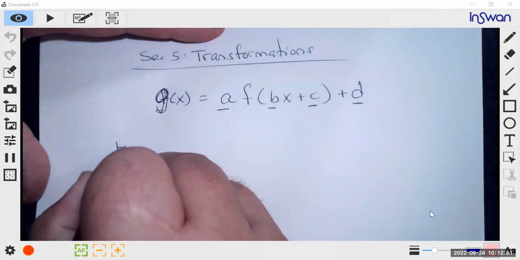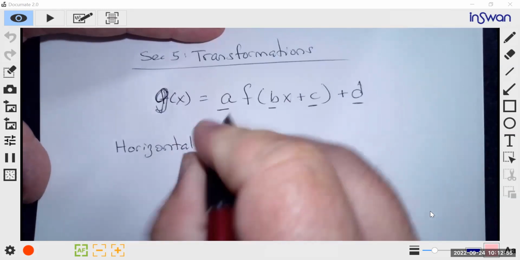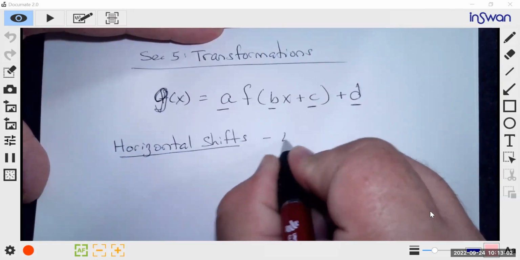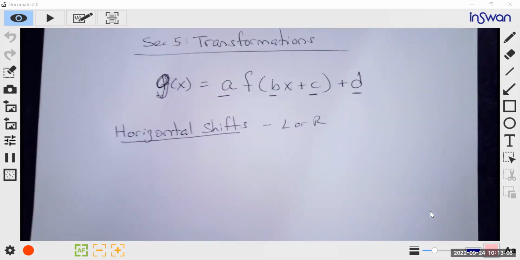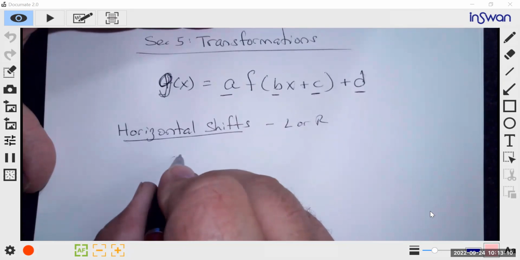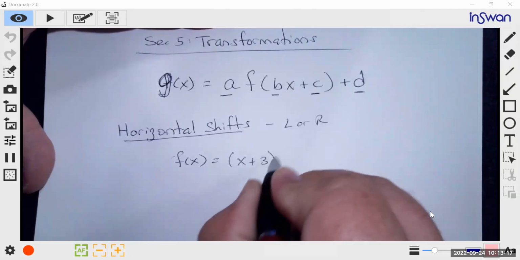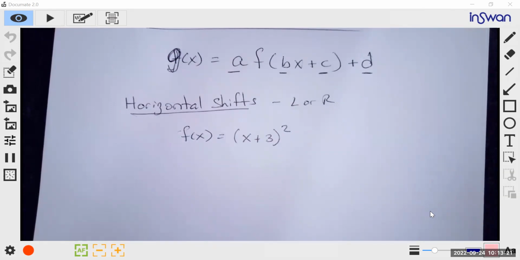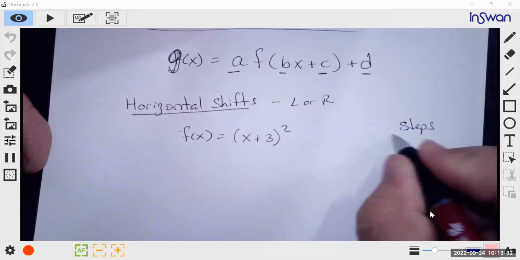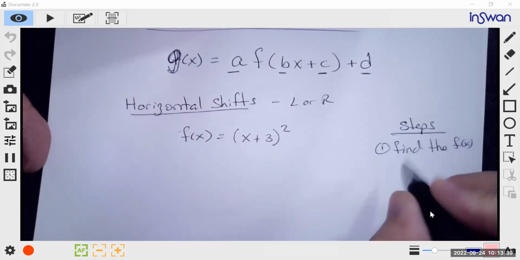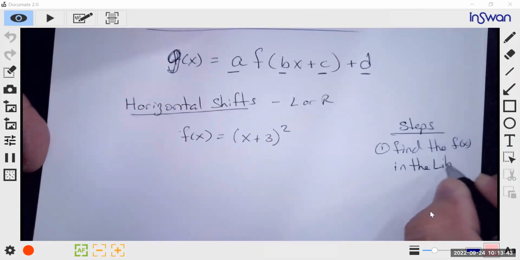Let's look at the first one. Let's look at horizontal shifts. In other words, that's either a left or right shift. Here's our first example. What you have to do is break it down to its original. So here are the steps. Find the function in the library of functions.